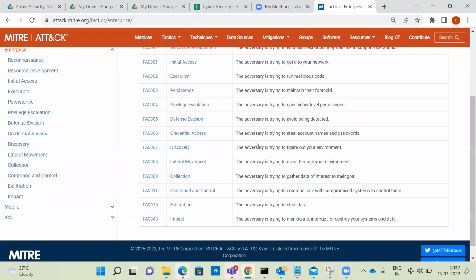So compromise or maybe even legitimate or illegitimate. Compromise is nothing but true positive, not compromise means nothing but false positive. Okay, so that's all about the MITRE framework.